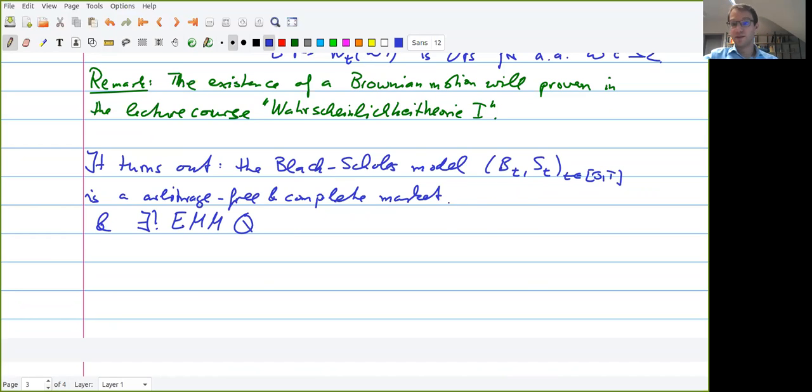Again, there are versions of the first and the second fundamental theorem of asset pricing, which allow you, if you have a certain class of underlying models, which are called semimartingales, so this is a continuous time object, to characterize the arbitrage freeness and the completeness of a market in terms of the existence of a martingale measure. Okay. All right.